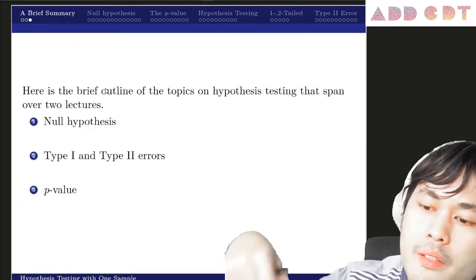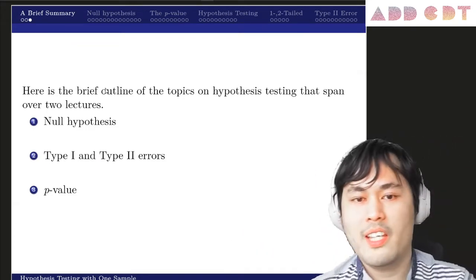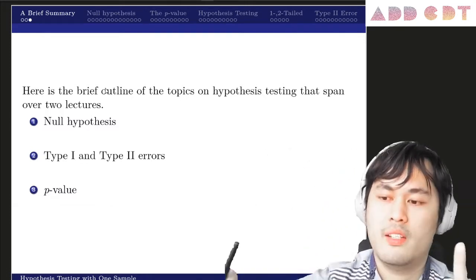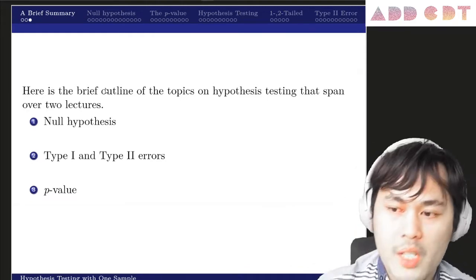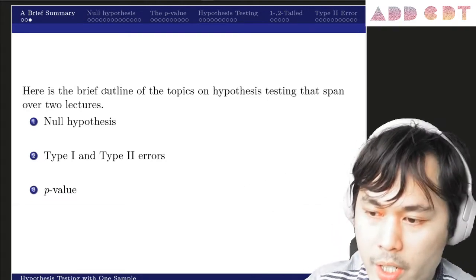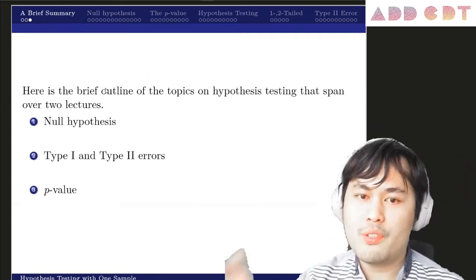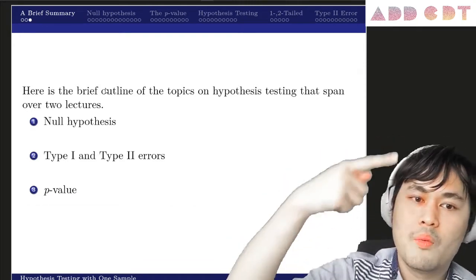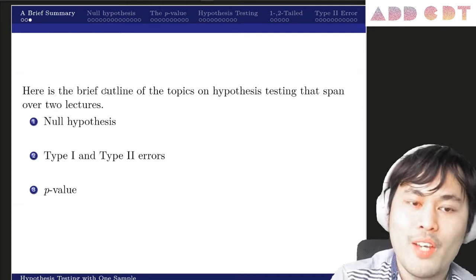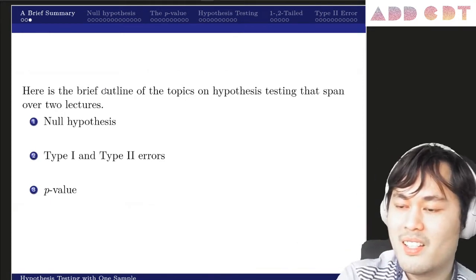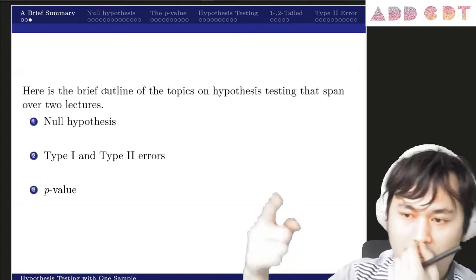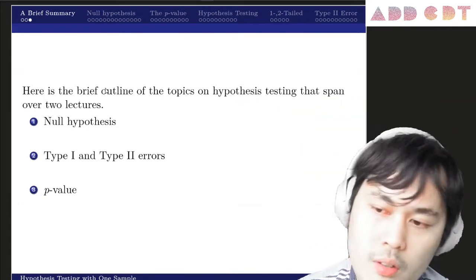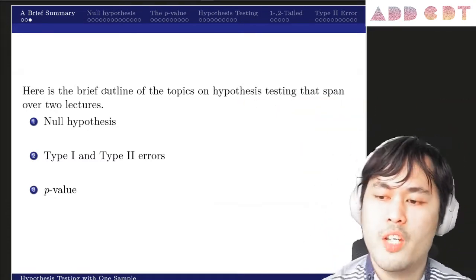For this lecture we are going to learn 3 things. At the end of the lecture, I hope you can explain in your own words what these 3 things are: what is the null hypothesis, what are type 1 and type 2 errors, and what is the p-value. You don't have to memorize all the formulas, but at the end I want you to be able to explain these 3 things. And hopefully, if I ask you again next week, you can recall the basic concept, the high-level explanation of these 3 terms.